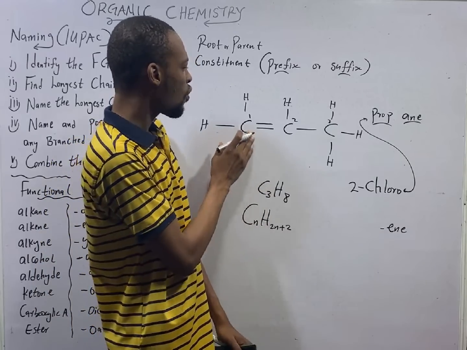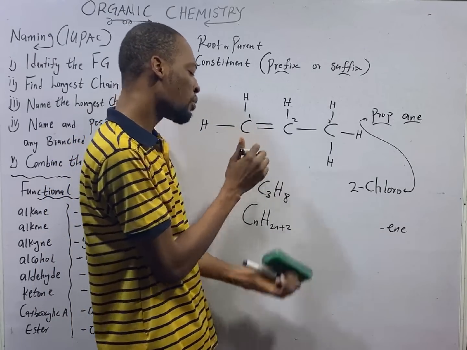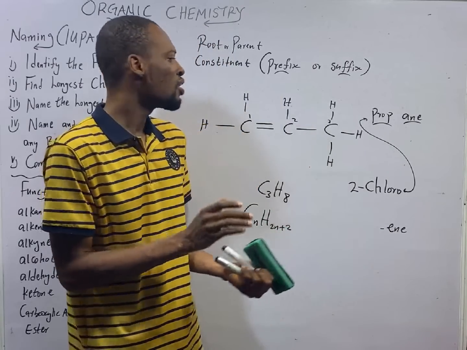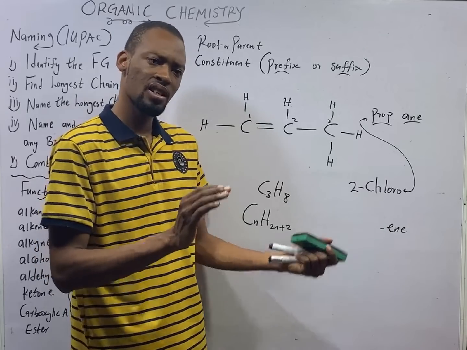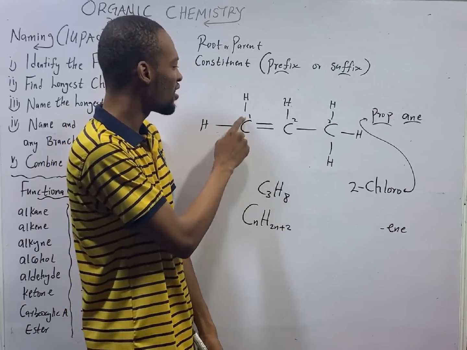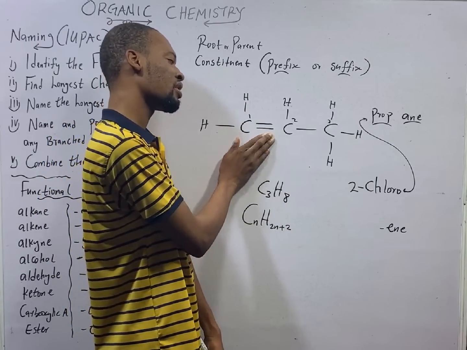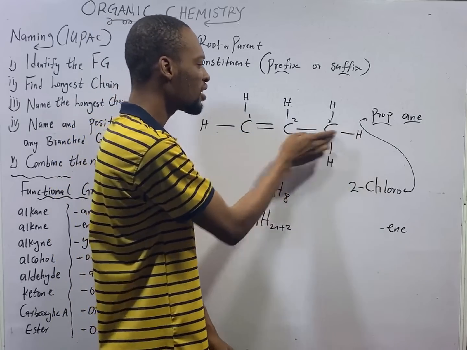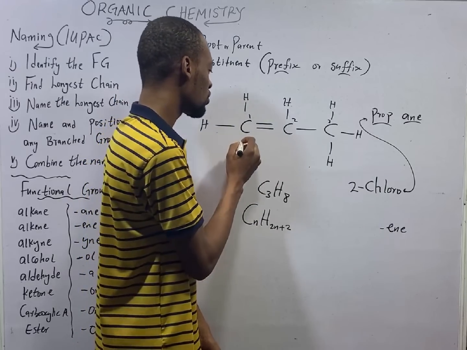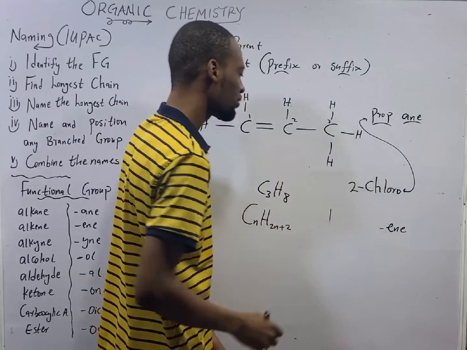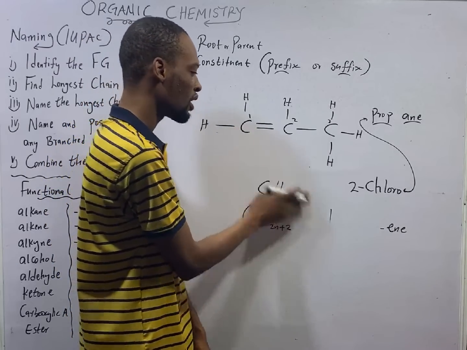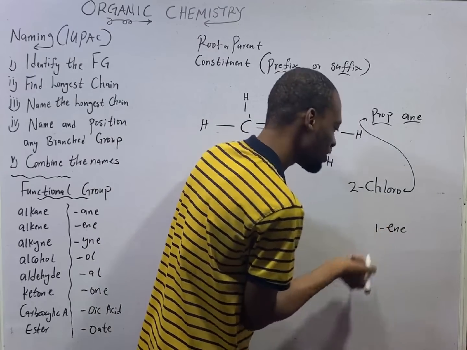Now, on what carbon is the double bond? When you have a functional group, as you are counting the carbons, you must use the counting that will give the functional group the smallest number. So here, if we say carbon 1 is where the double bond is, it will give a smaller number than if we count from here to be on carbon 2. So the double bond is on carbon 1. What is on carbon 1? The ene. The ene is on carbon 1. So we have 1-ene.